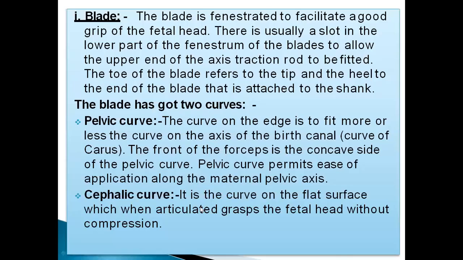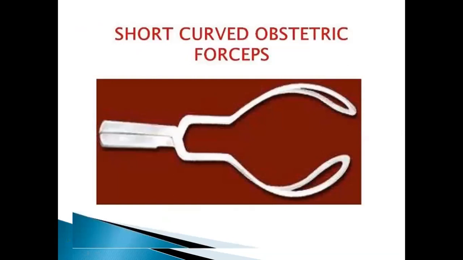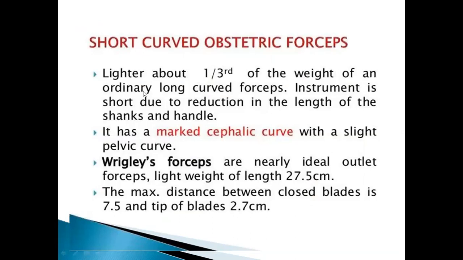Okay. Next, this is the short curved obstetrical forceps. You can see the length is comparatively short compared to the long curved obstetrical forceps. The short curved obstetrical forceps is lighter. Compared to the long curved forceps, it is only one third of the weight. And the instrument is short because the shank and handle length is less. That is why it is the short forceps. And it has a slightly bigger cephalic curve.